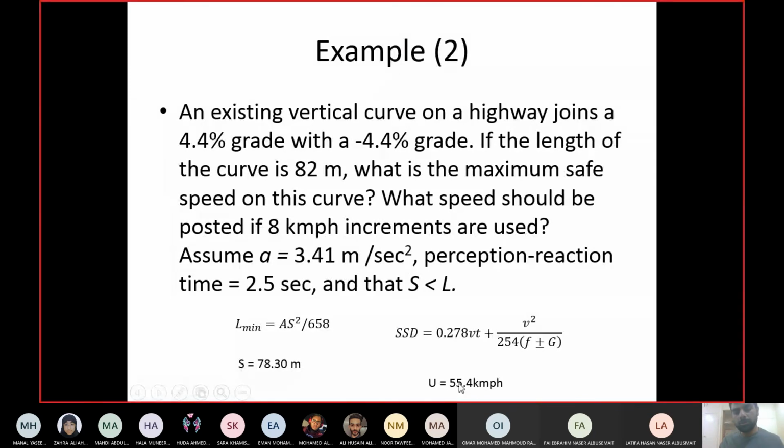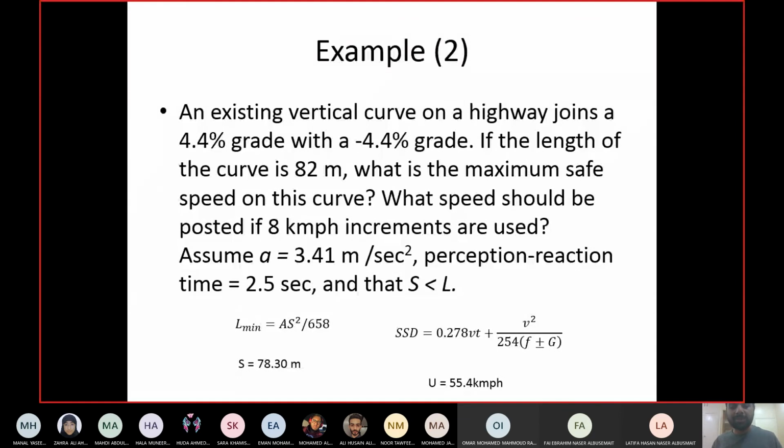So you can suggest 8, because 8 is a multiple of 8. You can suggest 16 as well, 24 as well. 8 times 3 is 24. 8 times 4 is 32. This is possible. 8 times 5 is 40, also possible. 8 times 6 is 48, also possible. See, you are still below the design speed.